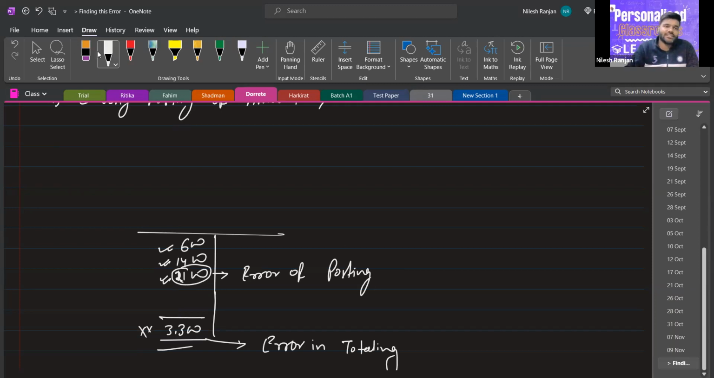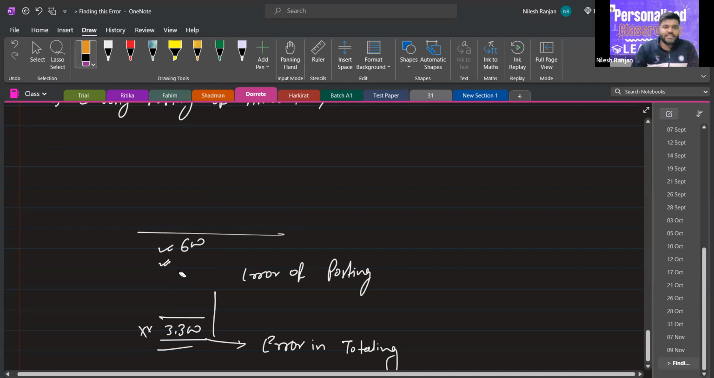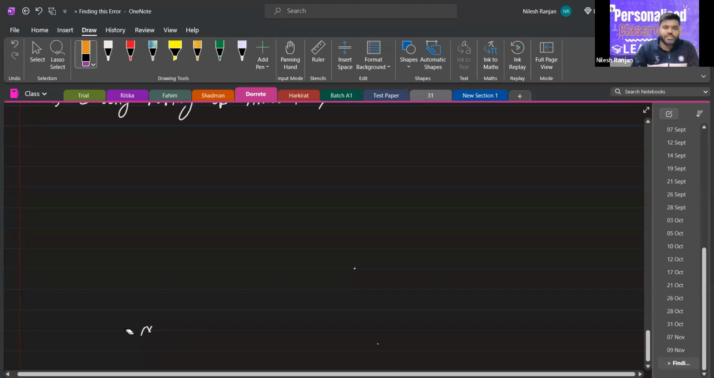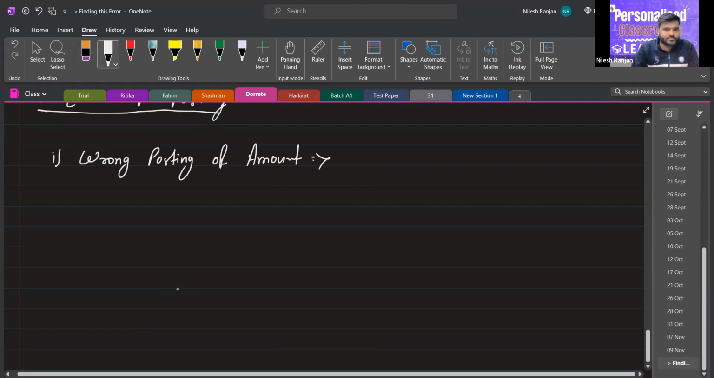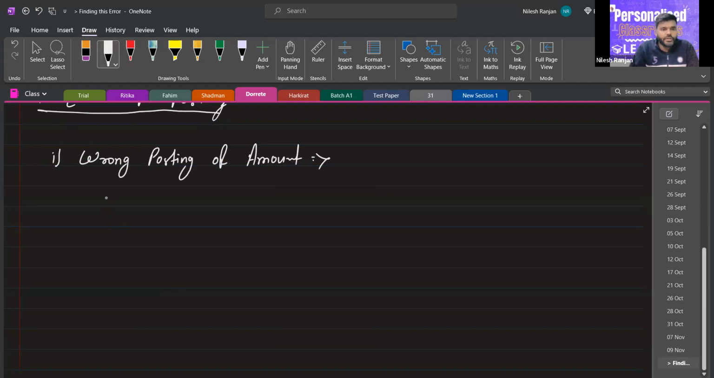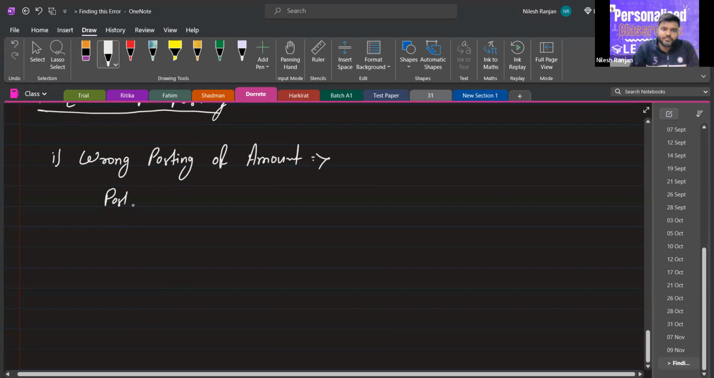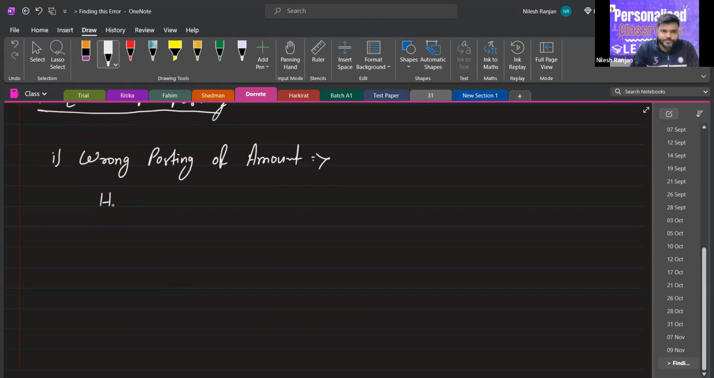So in the same situation, if it is error of posting a wrong amount, then you have to see whether the posted amount is higher or lower than the actual. So if a higher amount is posted, or if a lower amount is posted.